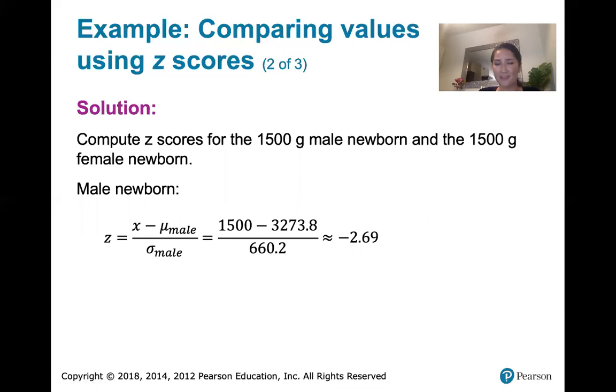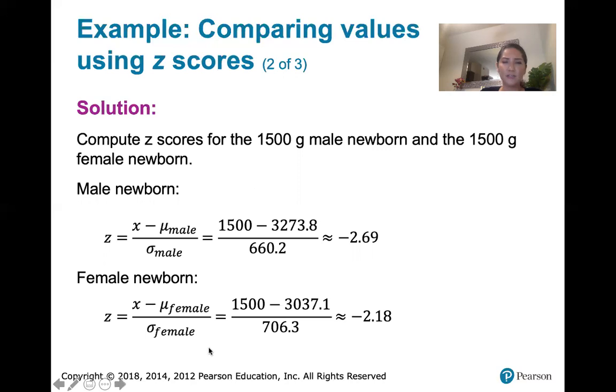And remember how you want to interpret this. That means that that newborn male baby is 2.69 standard deviations below the mean. Do the same thing for the females. You just use the mean weight and the standard deviation for female babies when you calculate this z-score. So you do exactly the same thing. You subtract the mean from the score and then divide by the standard deviation, and you get negative 2.18. So that means that the 1,500 gram female newborn is 2.18 standard deviations below the mean.